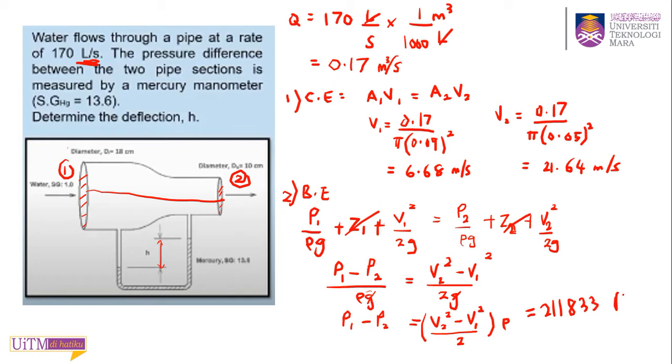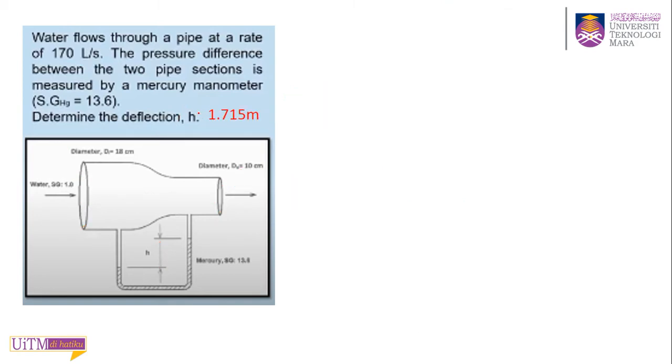211,833 Pascal, don't forget your unit. So this is the value for P1 minus P2. Okay, we are still not answering the question because they ask you to find the H. In order to get the answer H equal to 1.715, the last step that you need to do is your manometer analysis. Okay, because you have your manometer inside here.